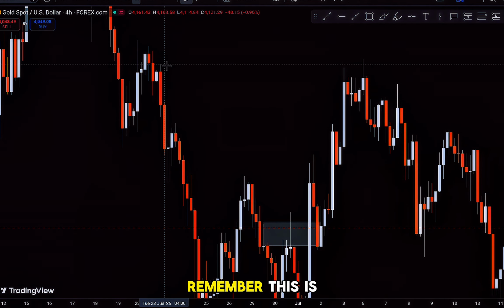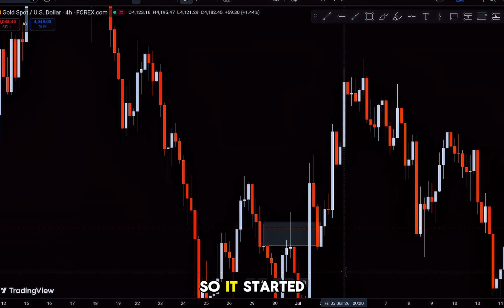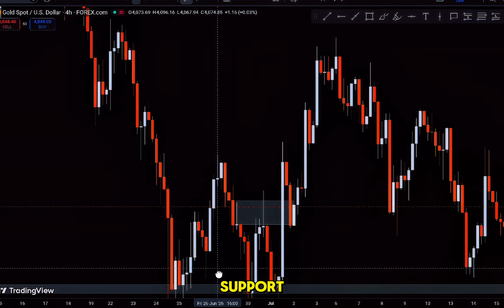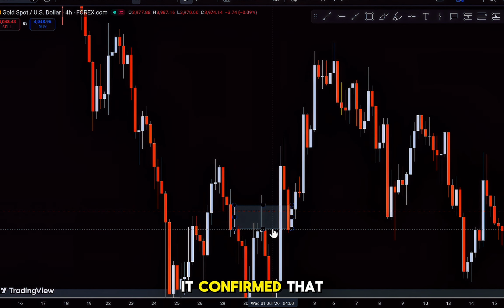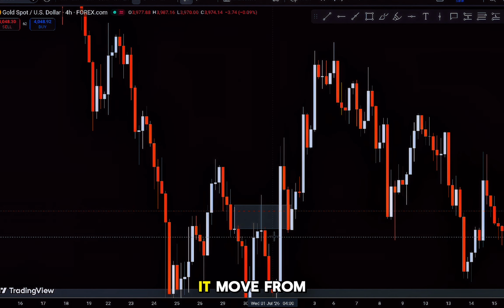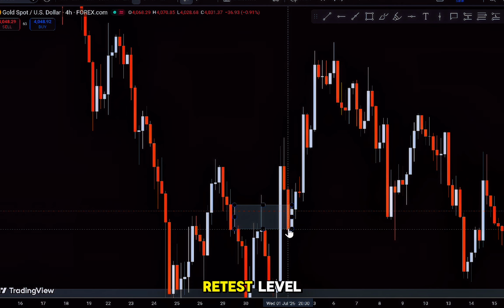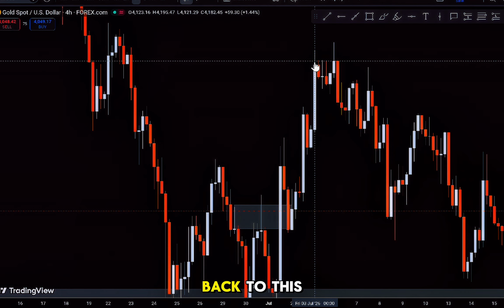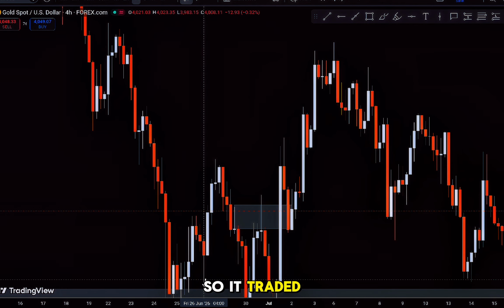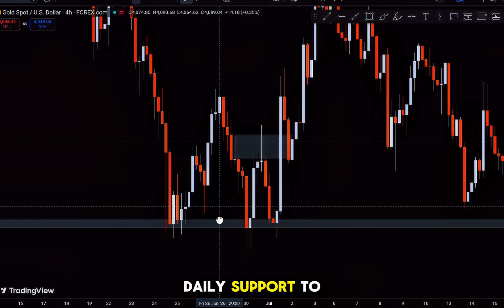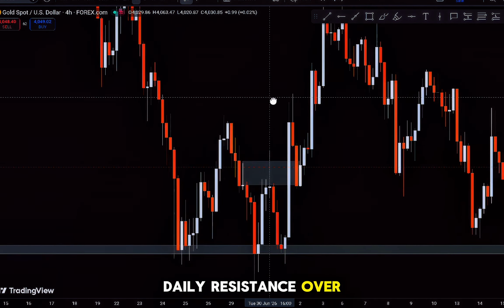And if you remember, this is the forex example. So it started from this daily support, and then when it confirmed that it was going to go, it moved from this break and retest level, and we move all the way back to this daily level here. So it traded from daily support to daily resistance over there.